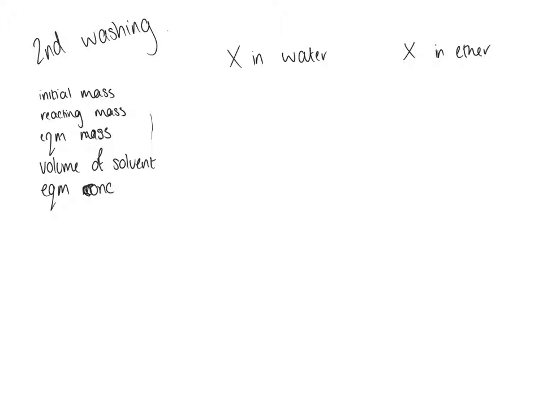Okay, so thinking of my initial mass now, what I worked out from the first washing. So from the first washing, after the first washing was complete, 10 grams remained in the water. And we worked that out in our previous calculation. So that means I take this as my initial mass in the water.